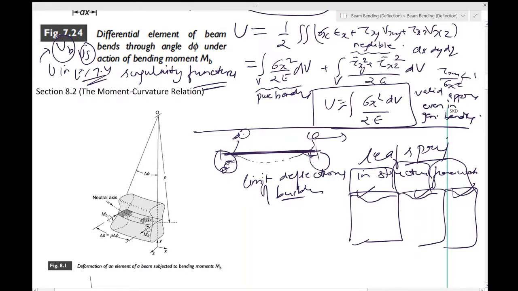So it must be deflecting in a certain range which you think is reasonable, despite the fact that it may not actually fail due to stresses. That is what motivates us to study why we should care about the bending of a beam.